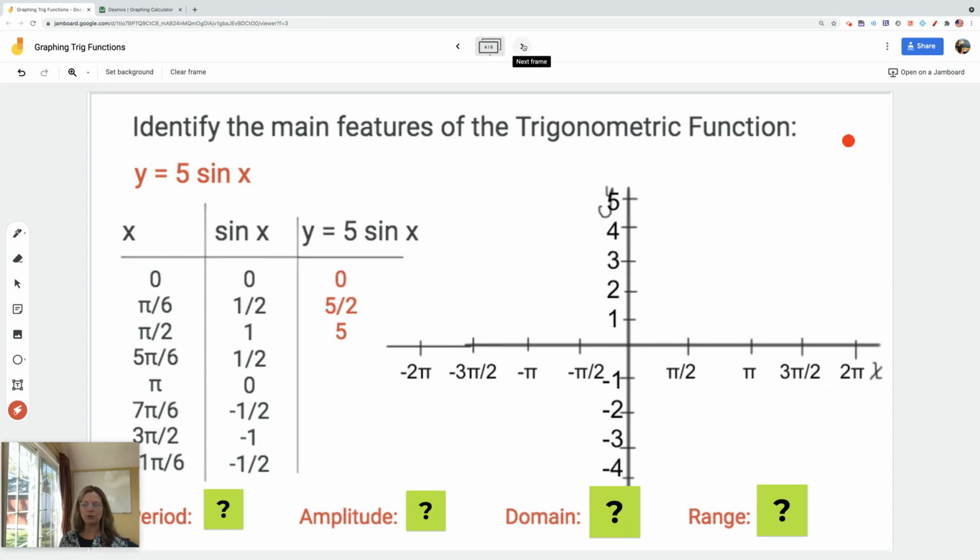Identifying the main features of the trig function. Now, I did include a table of values here for you, and I did it the way I would think to myself when I was learning how to graph these functions by hand. Sine. What do I know about the sine of x? And I don't want to deal with square root of 3 over 2. I don't, because square root of 3 to me is just not a convenient number.